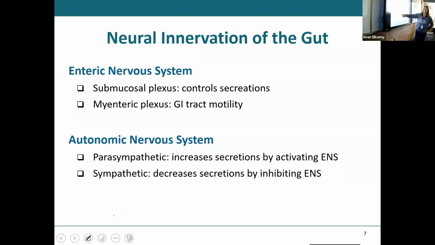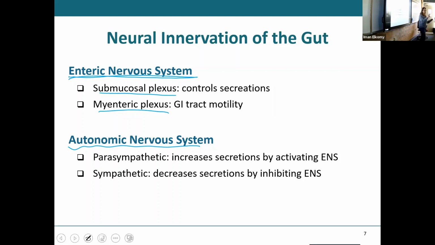All right, so innervation of the GI tract, we have something called the enteric nervous system. The enteric nervous system is controlled by the autonomic nervous system. So it is basically the autonomic nervous system, but found in the gut, okay? And it's subdivided into 2 plexuses in particular, the submucosal plexus and the myenteric plexus. Where is the submucosal plexus? In the submucosa. Thank you. Right, submucosal plexus is in the submucosa.